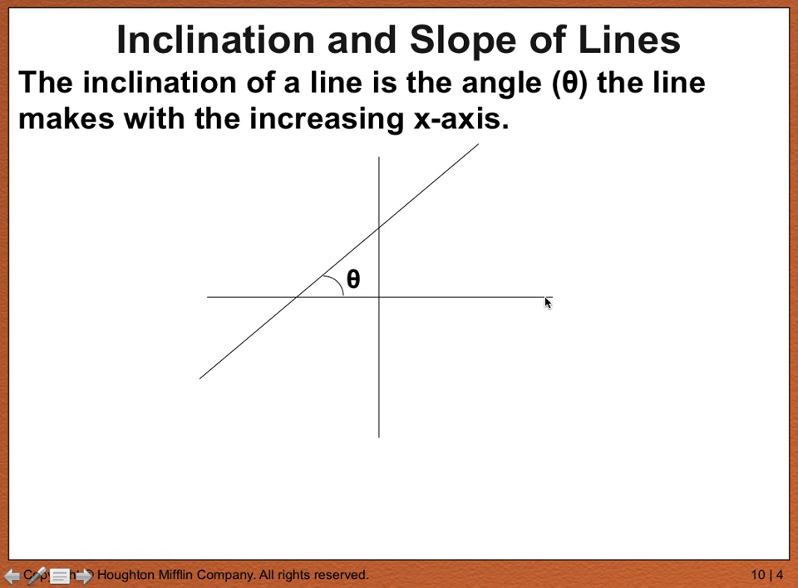That's the increasing x-axis. And these angles are always measured counterclockwise from that increasing x-axis. So, we start here where the arrow is pointing, and we kind of trace the arc up to the line, and that is our theta. Okay, so the inclination of a line is the angle theta that it makes with the increasing x-axis. And with this particular line, let's say that it crosses the x-axis at the point (-6, 0), and it crosses the y-axis at the point (0, 5).